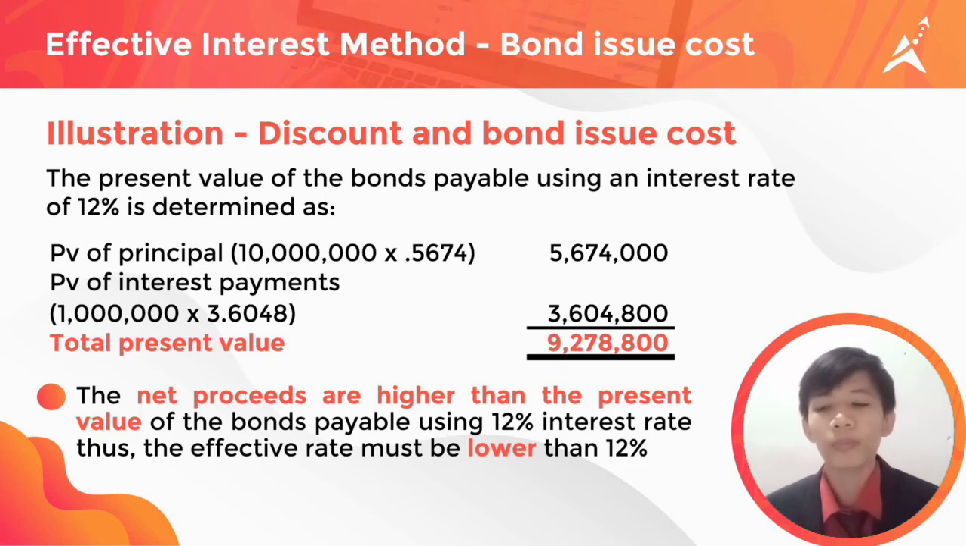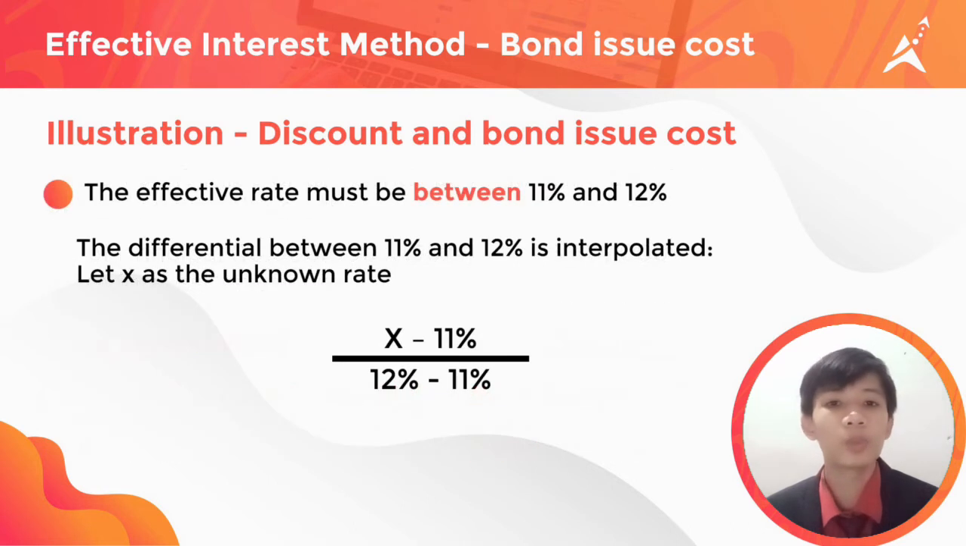Thus, the total present value by adding the two values results to 9,278,800. And now, the net proceeds of 9,300,000 is higher than the present value of the bonds payable as computed using the 12% interest rate. Thus, the effective rate must be lower than 12%. And since the effective rate should be higher than 11% but lower than 12%, it means the effective rate must be between 11% and 12%.